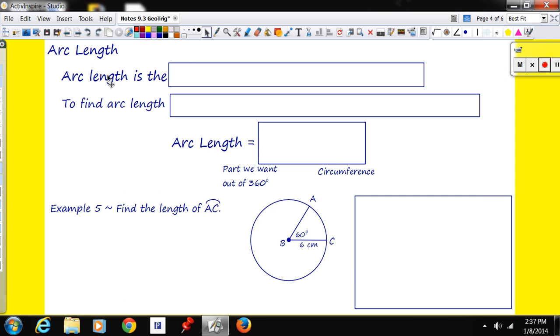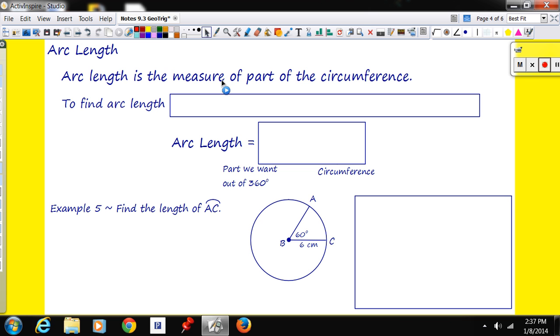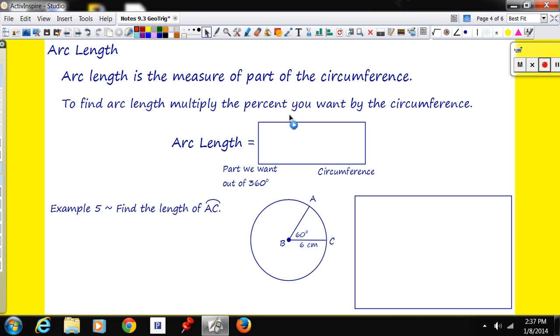Arc length. Arc length is the measure of part of the circumference. If you want to find a part of the whole circumference, just how long is this piece, if you were to cut this off here and straighten it out and measure it on a ruler, how much would that piece be? To find arc length, you multiply the percent you want by the circumference.